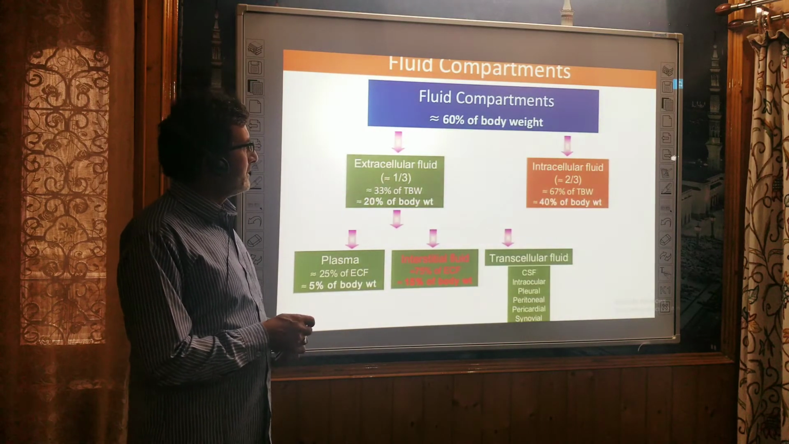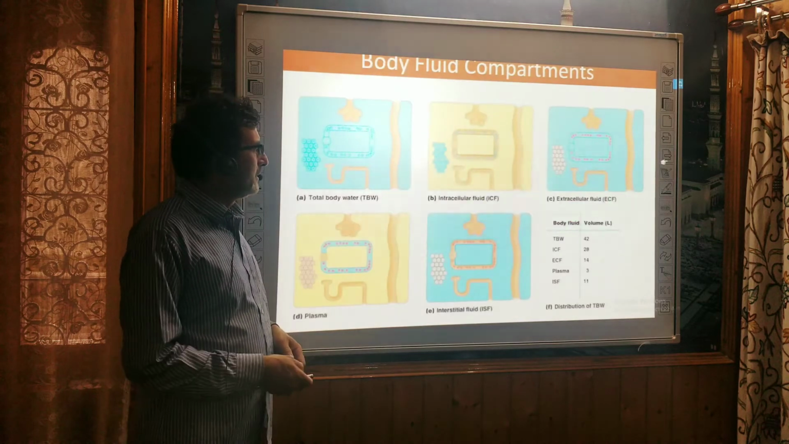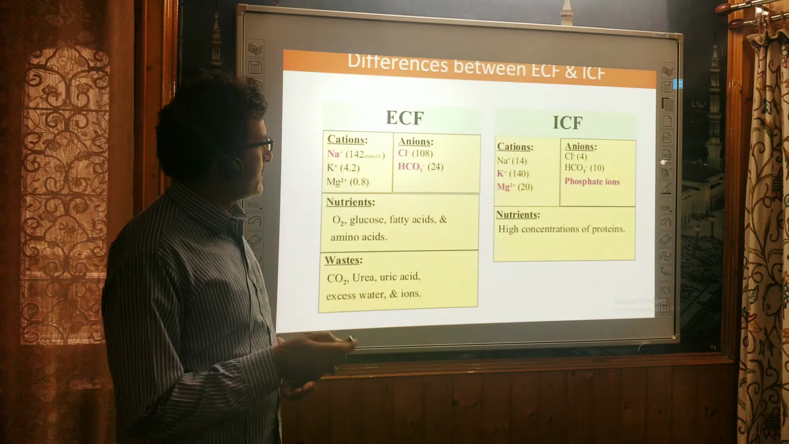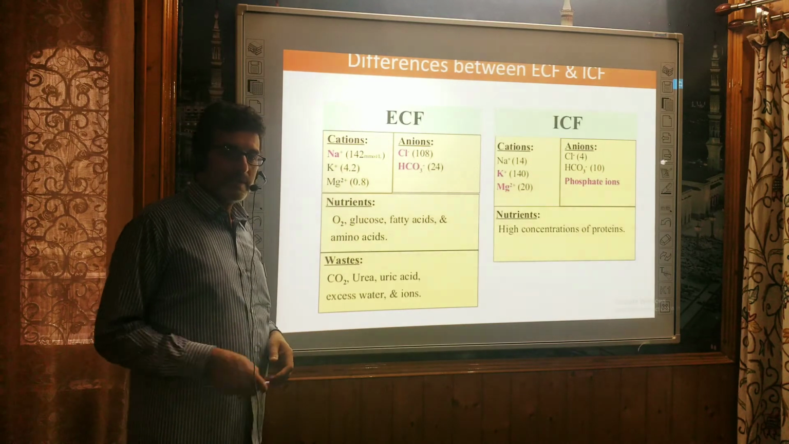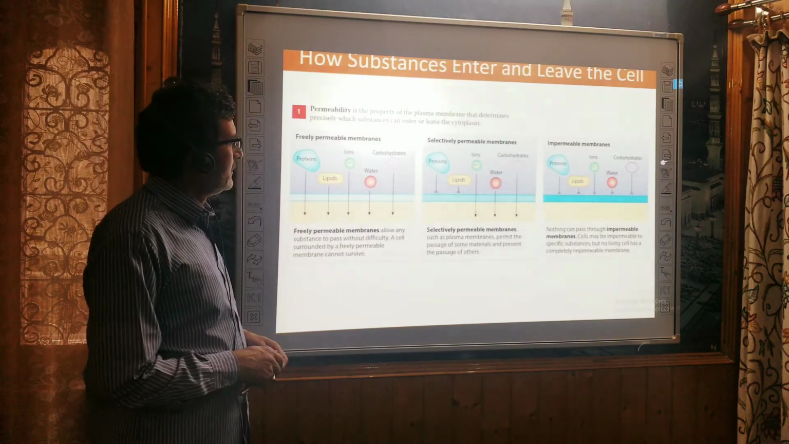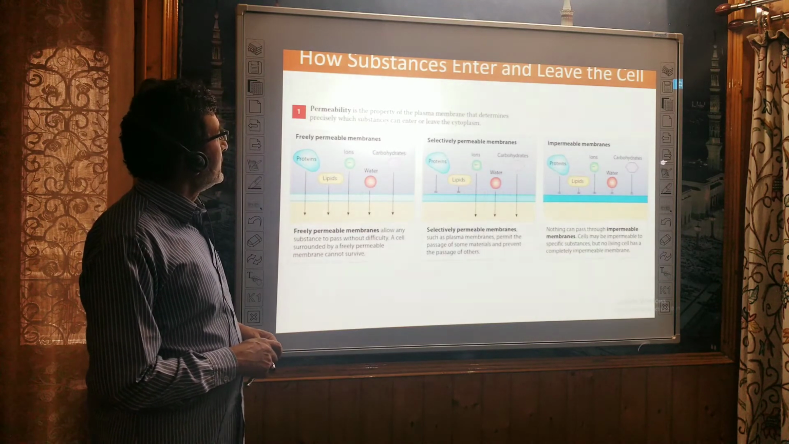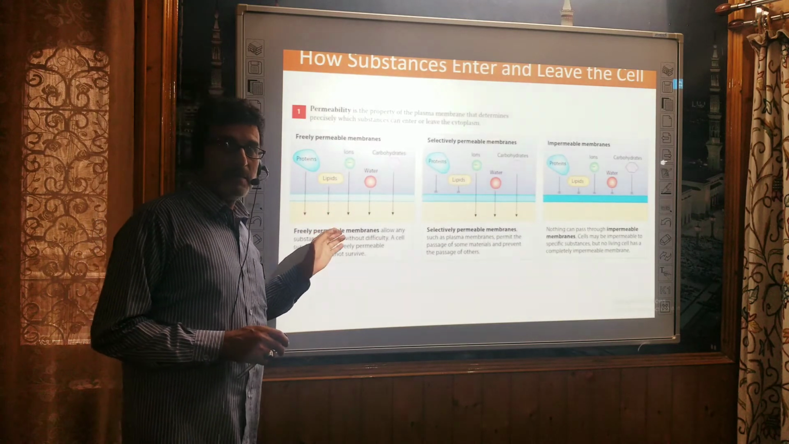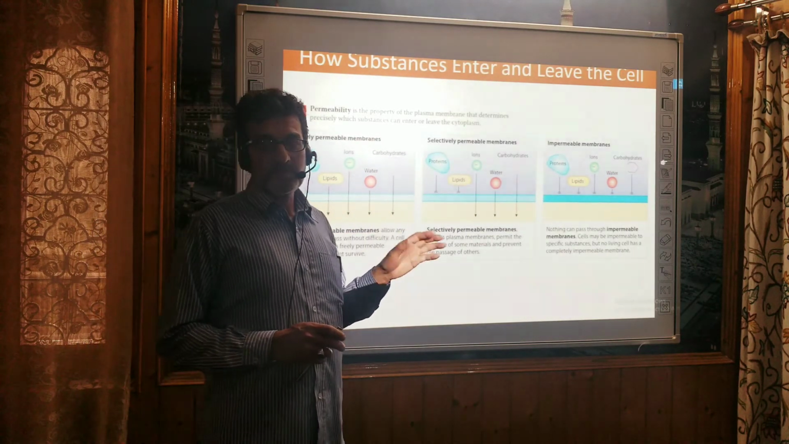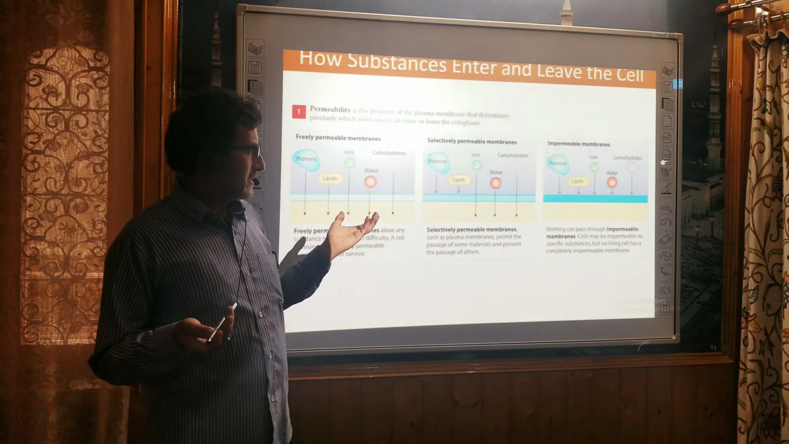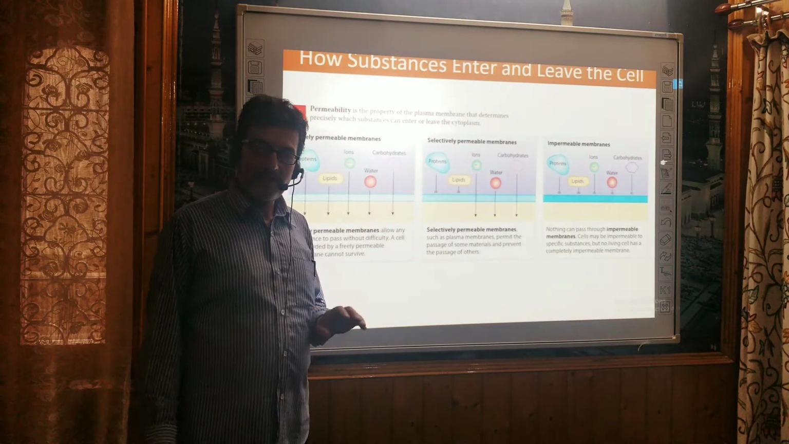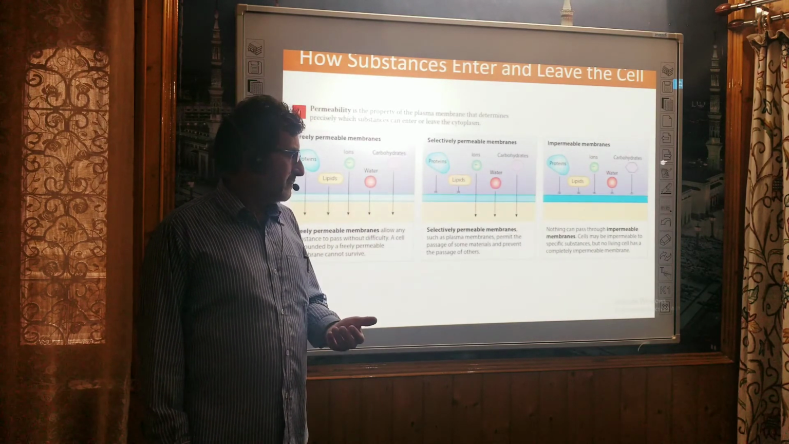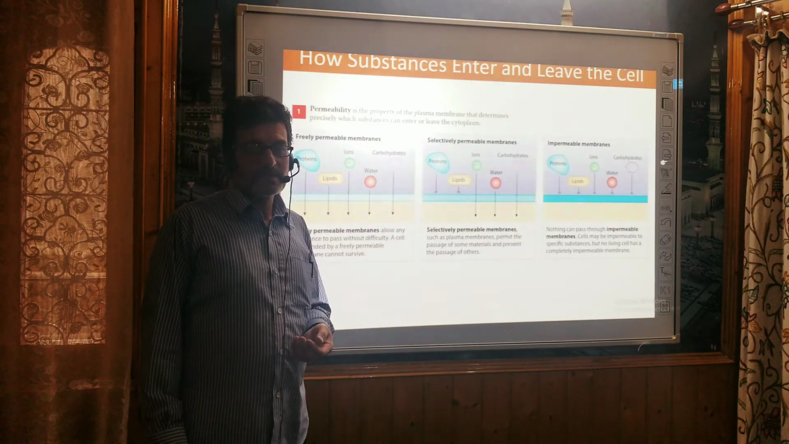Fluid compartments will be discussed later on. This is the ECF and ICF calculation. We do it in pathology. Now, how substances enter and leave the cell, which we have already discussed under the cell membrane. The main function of the cell membrane is how it selects different types of ions and how it allows different elements inside the cell. We call it pinocytosis and phagocytosis.